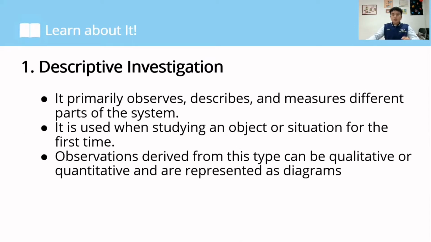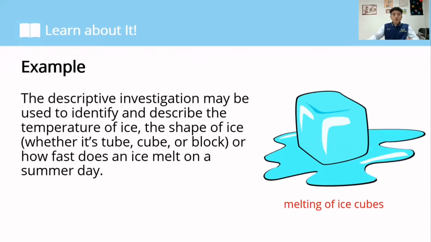For descriptive, this is used when you are studying an object or situation for the first time. It primarily observes, describes, and measures different parts of the system. Observations derived from this type can be qualitative or quantitative and represented as diagrams. This type of investigation does not ask too many questions. That's for descriptive investigation. Example, we have here melting of ice cubes. The descriptive investigation may be used to identify and describe the temperature of ice, the shape of ice, whether it's a tube, cube, or block, or how fast an ice melts on a summer day.